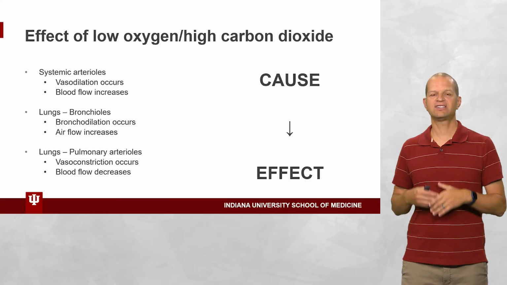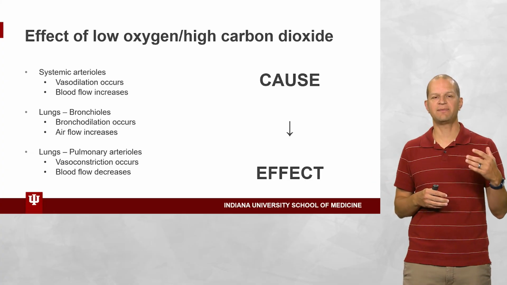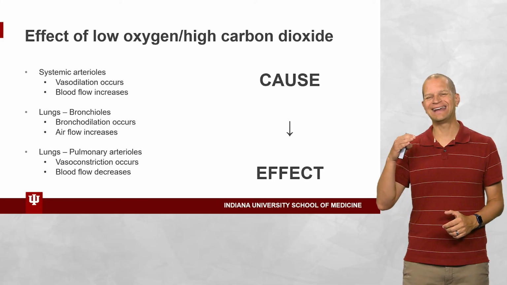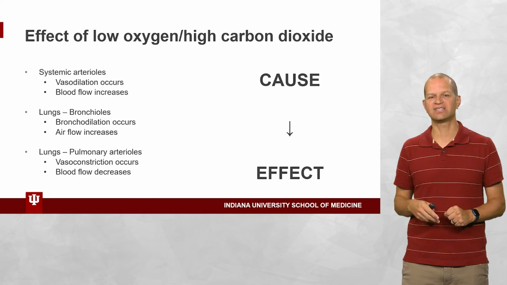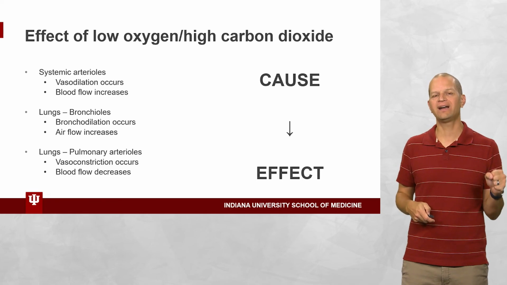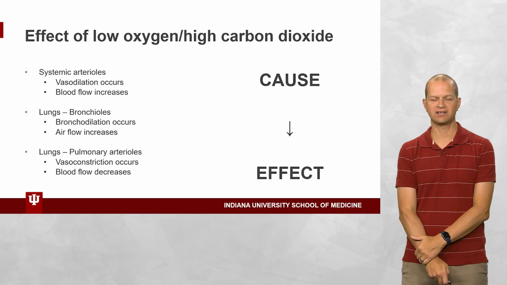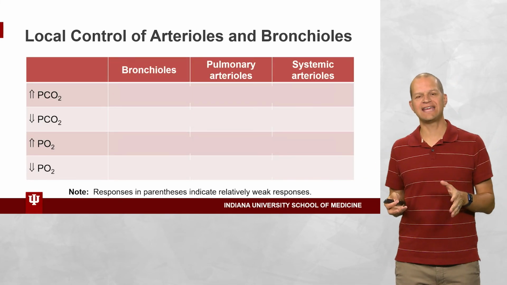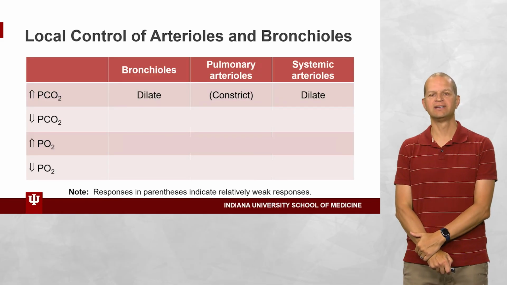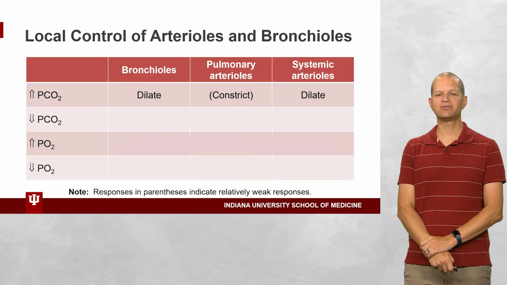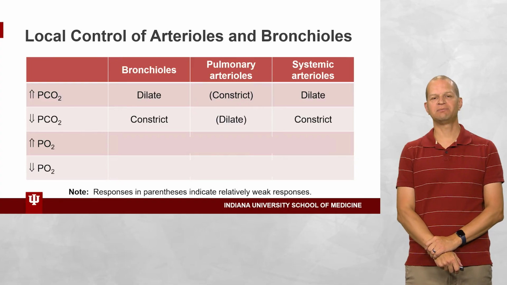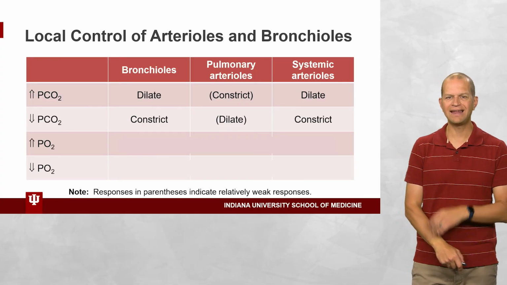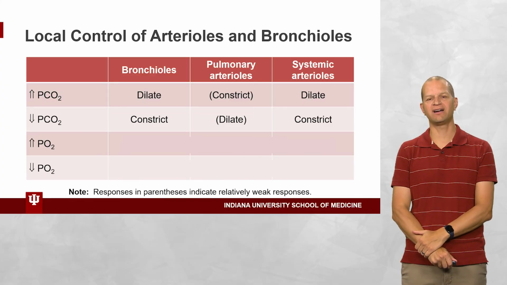So really, cause and effect. Low oxygen causes vasodilation of the systemic arterioles. It causes bronchodilation of the bronchioles. However, if you've got an alveolus that has low oxygen, that's going to cause the pulmonary arteriole to vasoconstrict. So finally, just to show a table that talks about what we just covered. If I have high CO2, that's going to cause the bronchioles to dilate as well as the systemic arterioles. But the opposite is going to happen with the pulmonary arterioles.